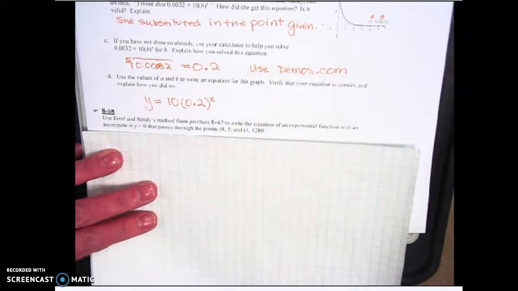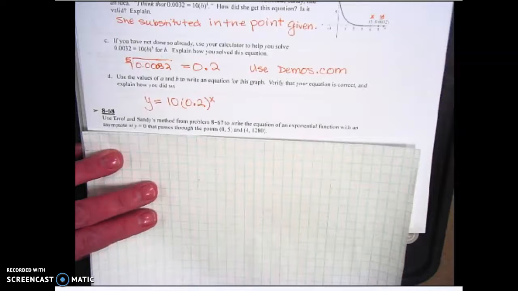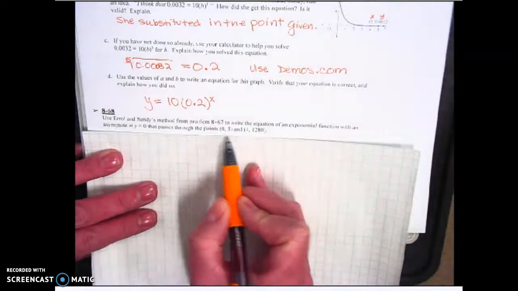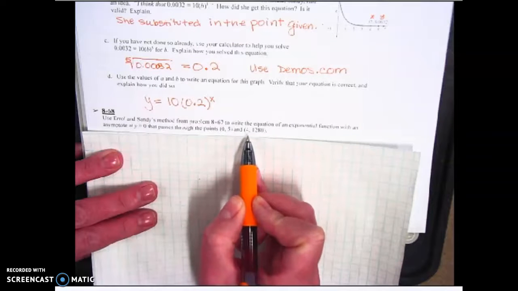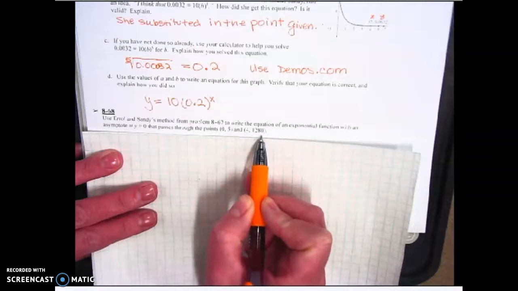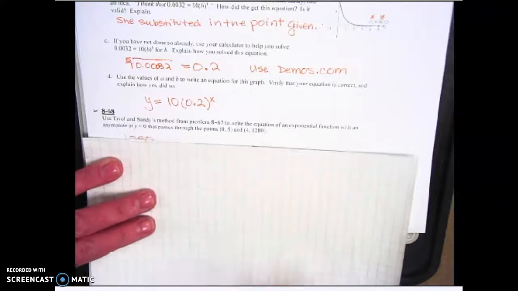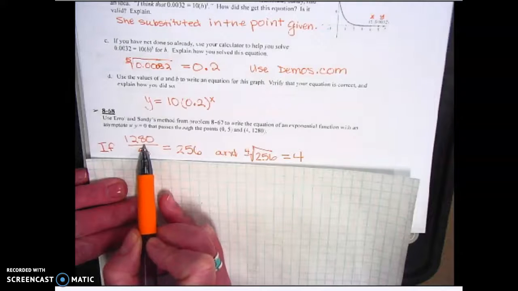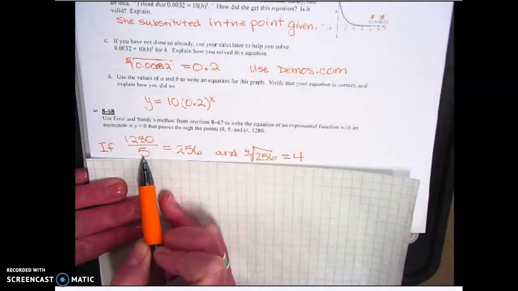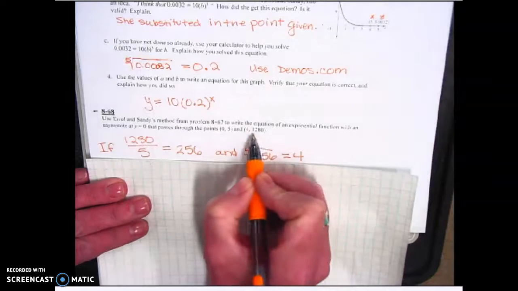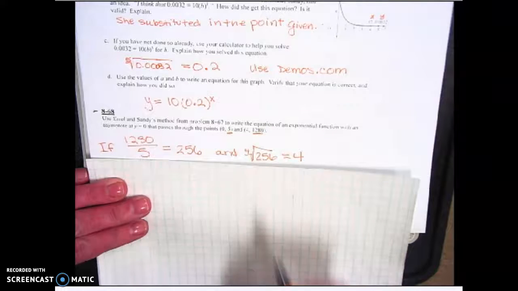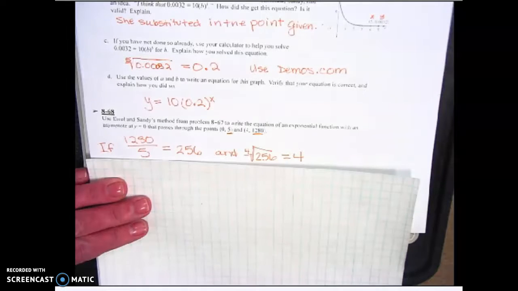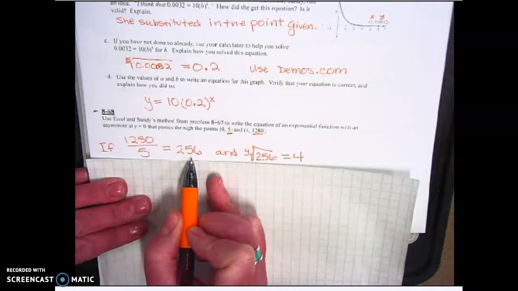Okay. Question 68. Use Errol and Sandy's method from problem 8-67 to write the equation for an exponential function with an asymptote of y equals 0 that passes through the point (0, 5) and the point (4, 1,280). So you want to take the 1,280 and divide it by 5. This number divided by this number is going to get you 256.